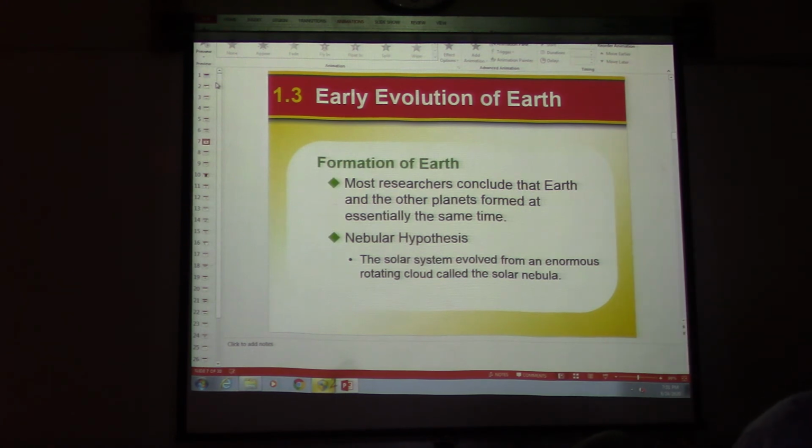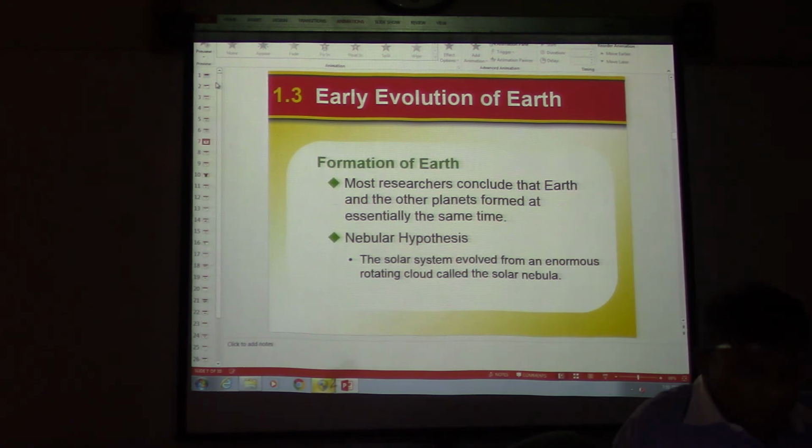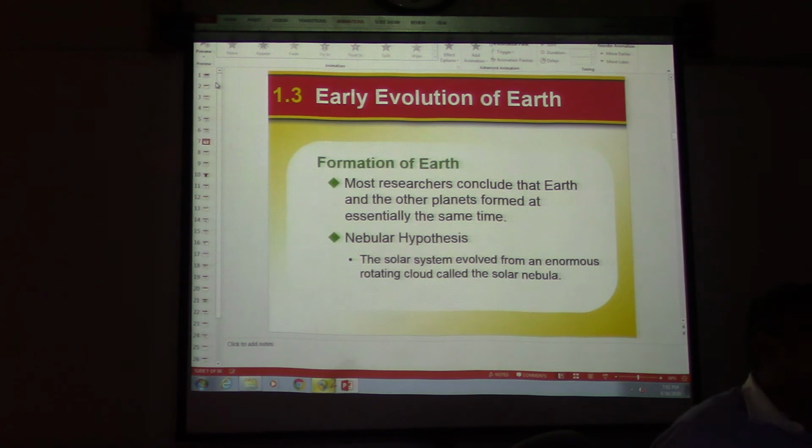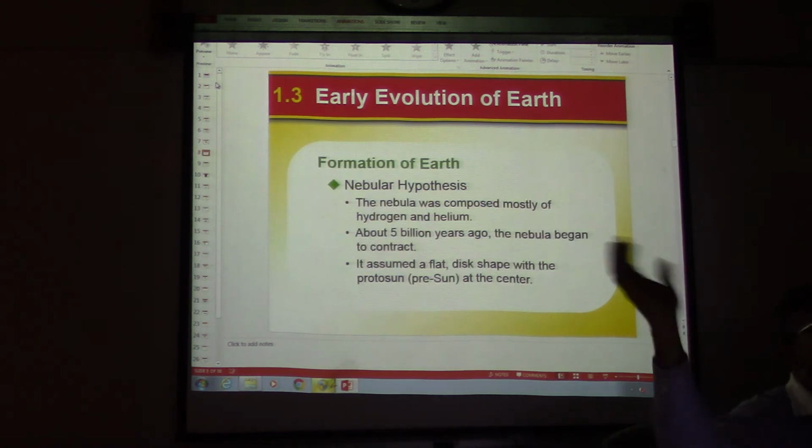So if you see the nature of scientific inquiry, I already finished. What I am teaching is on page 11 in your textbook. What is the nebular theory? That the earth, the sun, the solar system has evolved from a rotating cloud of gases. That is called the solar nebula. And how has that happened? According to them, the nebula was composed mostly of, what was the nebula? It's this rotating cloud of gases.